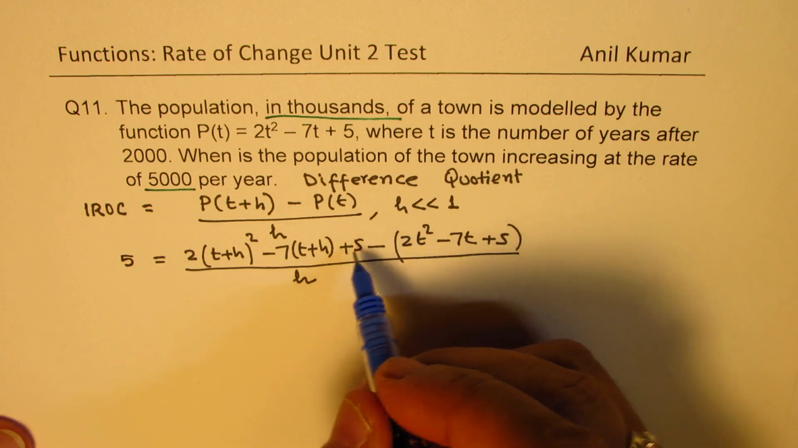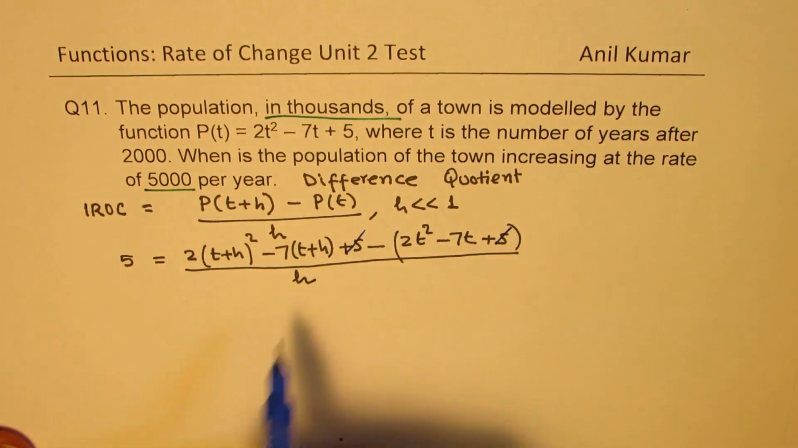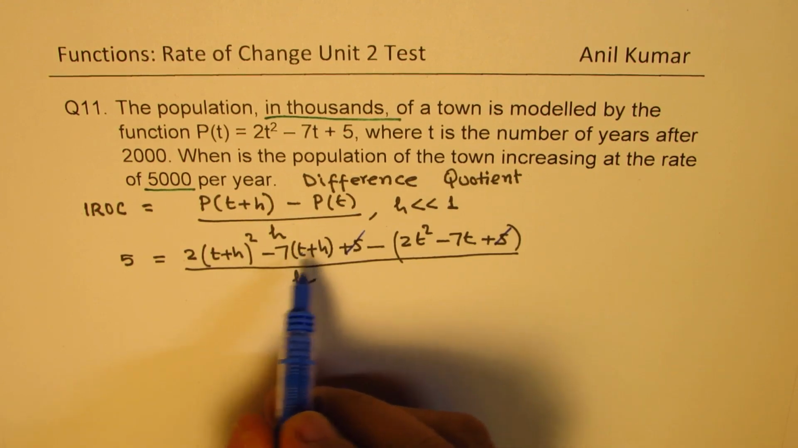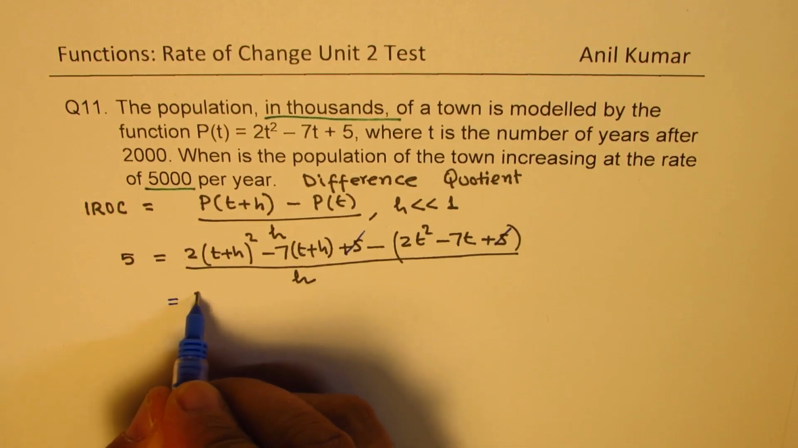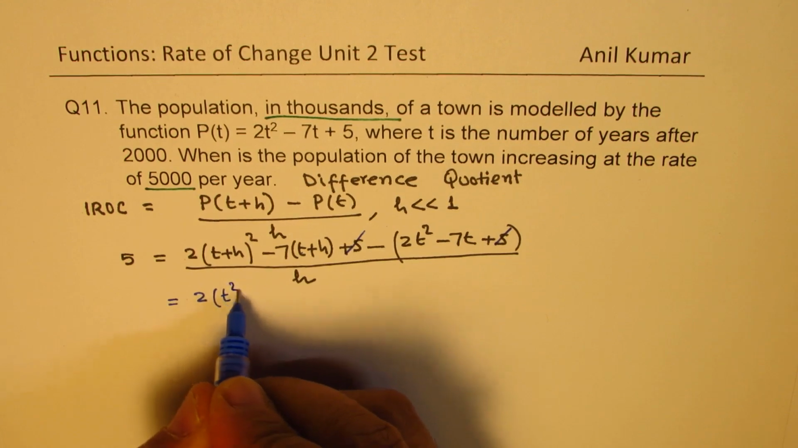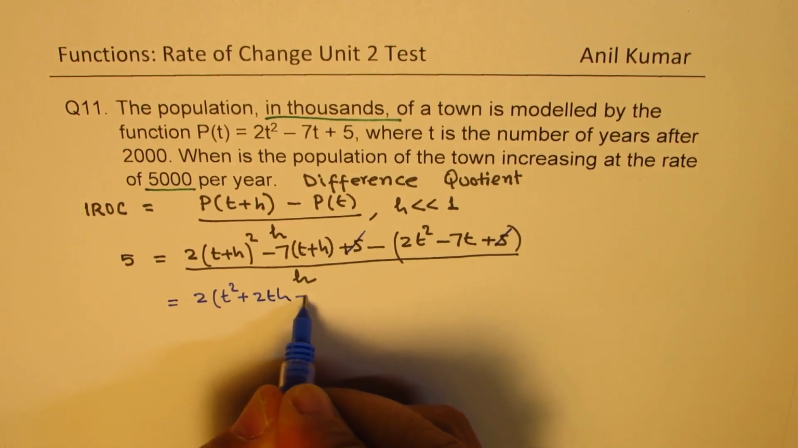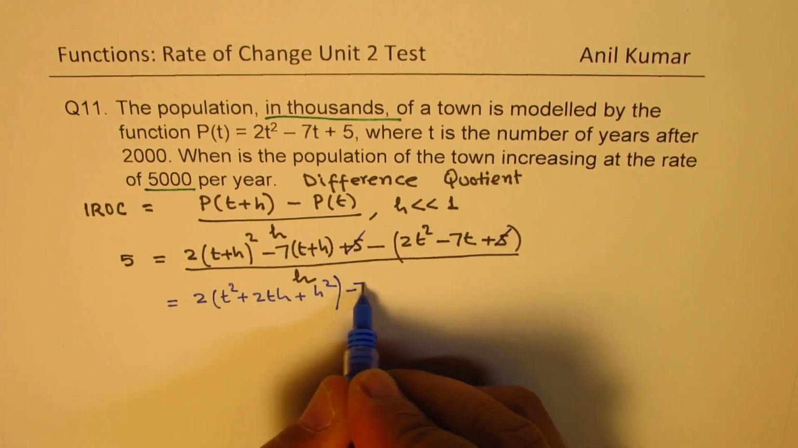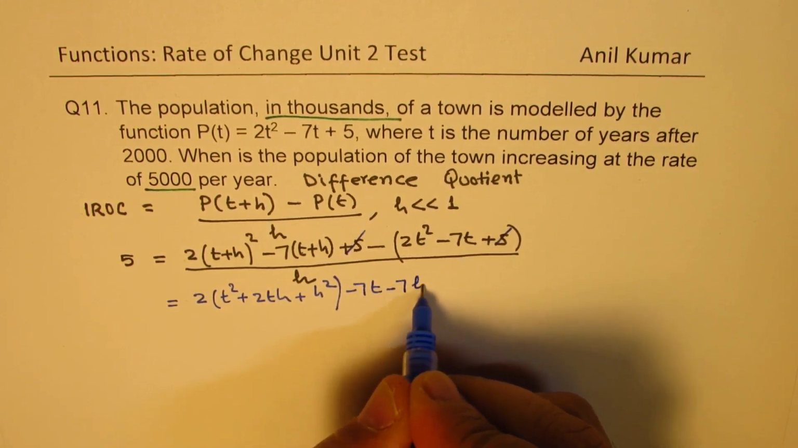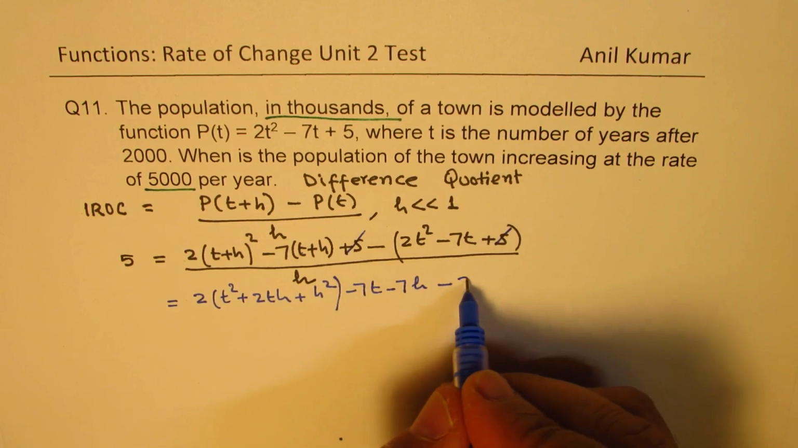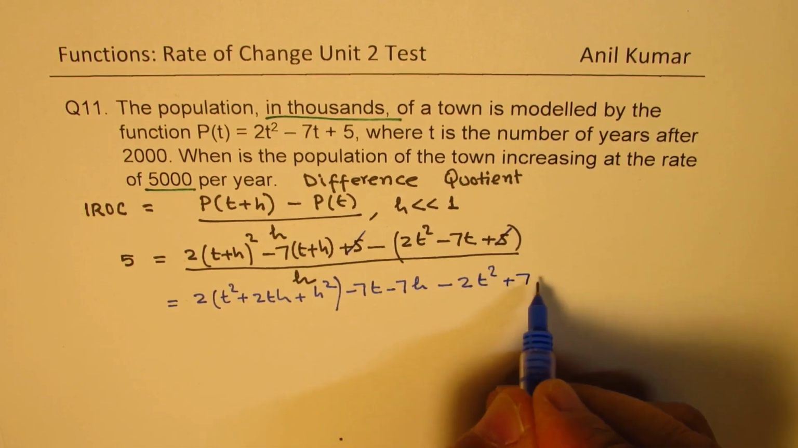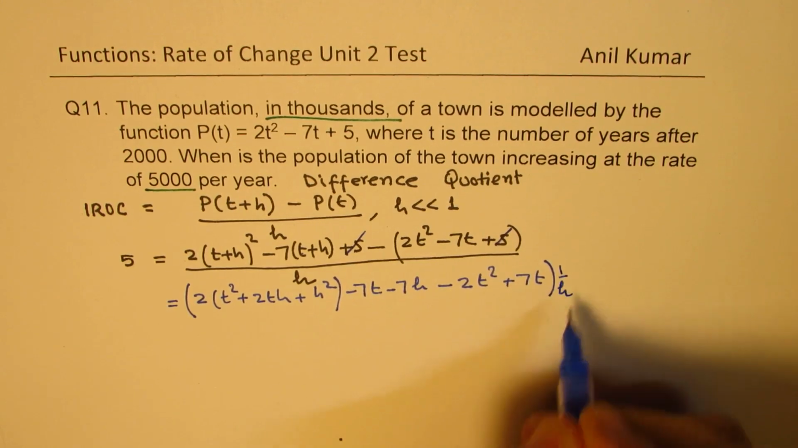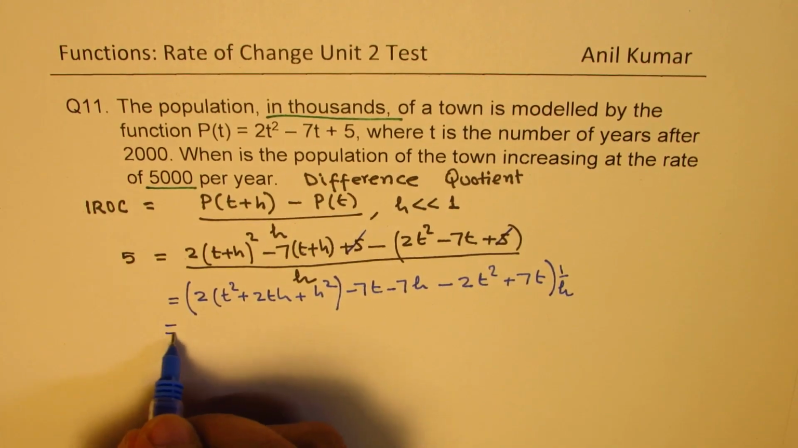You'll notice that this 5 and 5 will cancel. Let's first expand. We get 2 times t square plus 2th plus h square. That's what we get from the first term. And here we get minus 7t minus 7h, minus, open this bracket, 2t square plus 7t. All this times 1 over h, correct?